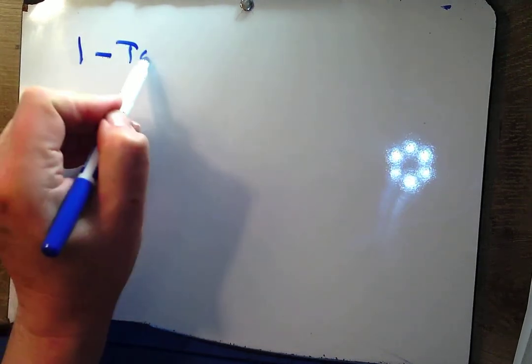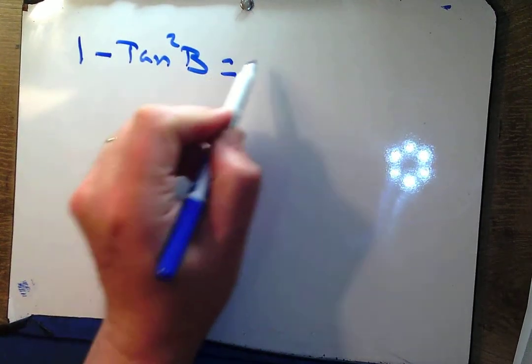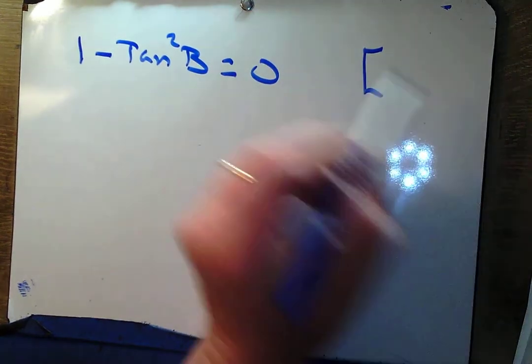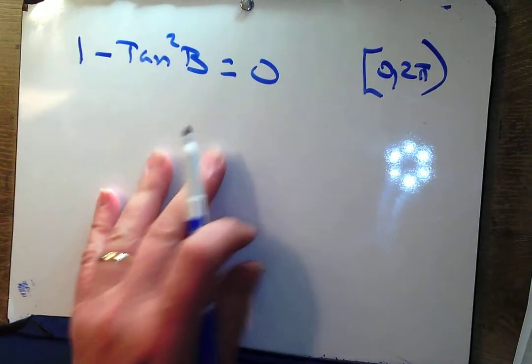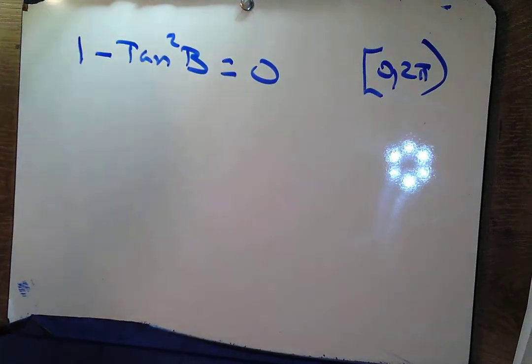1 minus tangent squared beta equals 0. And I want the solutions on 0 to 2 pi. Give that one a try. Come back when you're done.